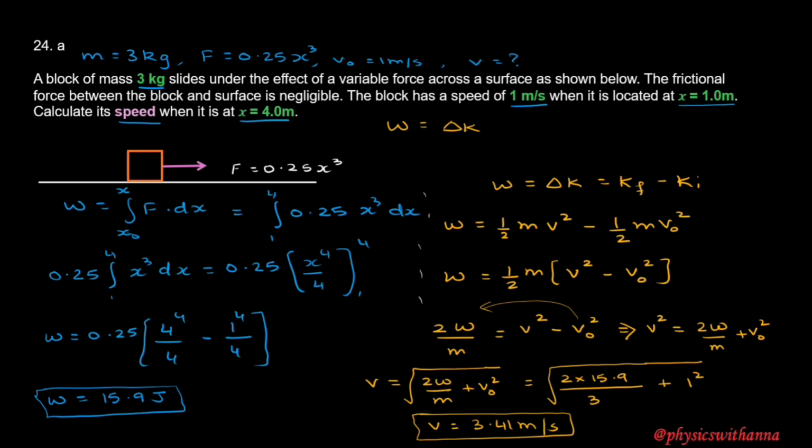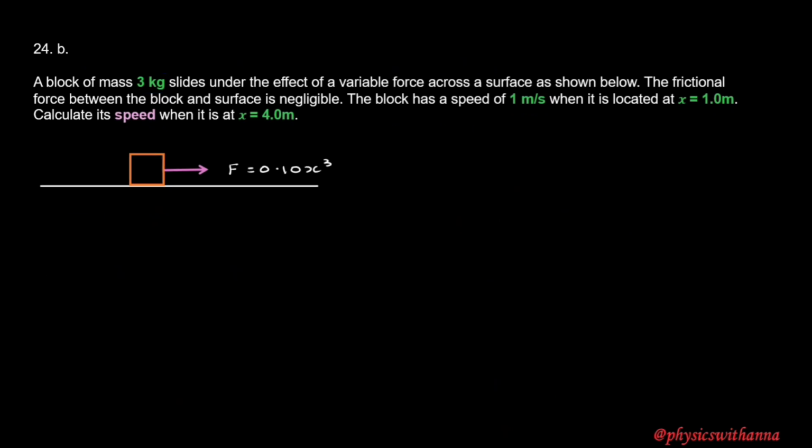Question 24b. A block of mass 3 kilograms slides under the effect of a variable force across a surface as shown below. The frictional force between the block and the surface is negligible. The block has a speed of 1 meter per second when it is located at x equals 1 meter. Calculate its speed when it is at x equals 4 meter.